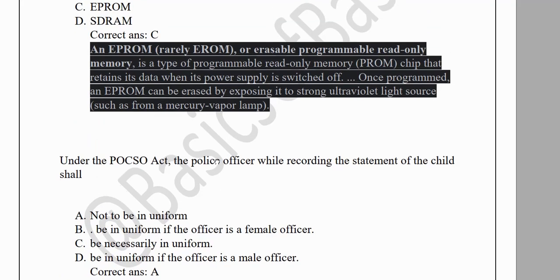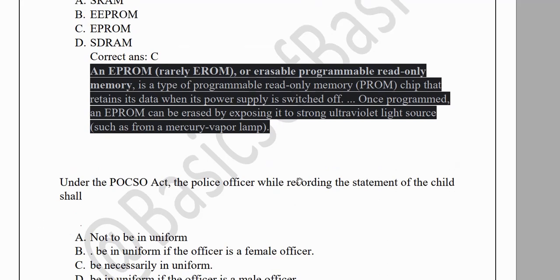Under the POCSO Act, the police officer, while recording the statement of the child, should, see, this is a very important question. Actually I also did not know the answer for this. When I searched on Google, I was amazed to see the answer. The options are: not to be in uniform, to be in uniform if the officer is a female officer, be necessarily in uniform, be in uniform if the officer is a male officer. So here the answer is not to be in uniform.